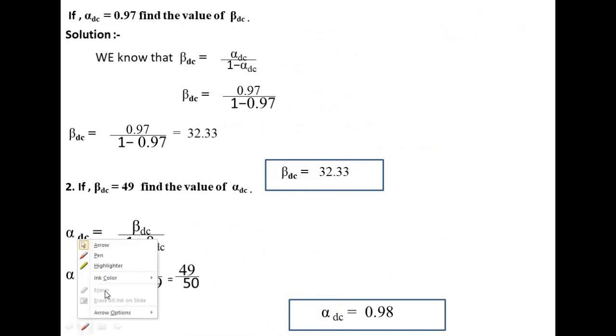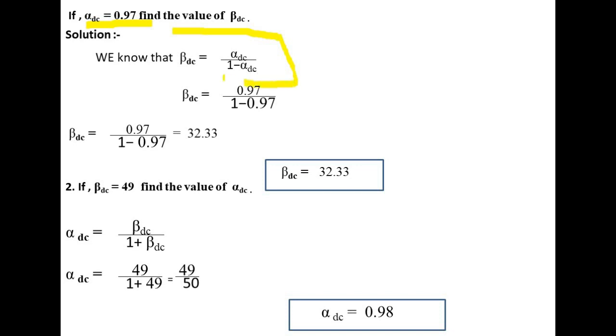Now in this question, we have to find the value of beta DC when alpha DC is provided as 0.97. We know the relationship between beta DC and alpha DC. So we know that beta DC equals alpha DC over 1 minus alpha DC. Putting the value of alpha DC into the equation, we have got beta DC as 32.33. Here we can again see that the value of alpha DC is less than 1, but the value of beta DC is far greater than 1.